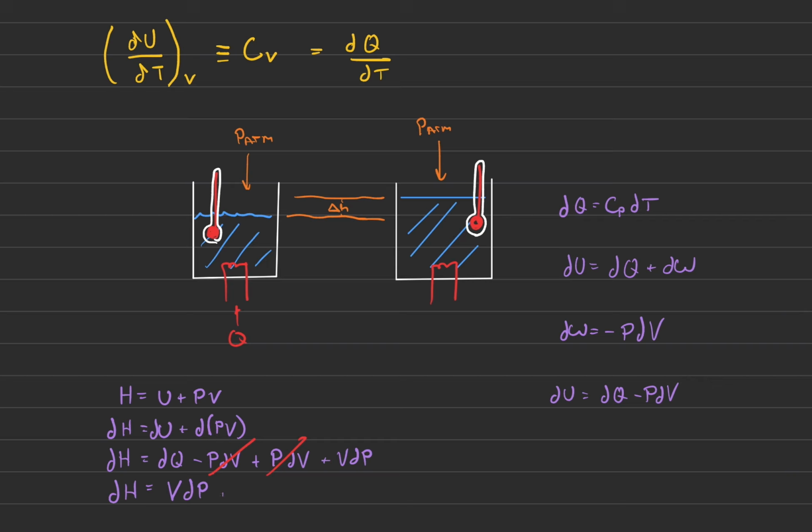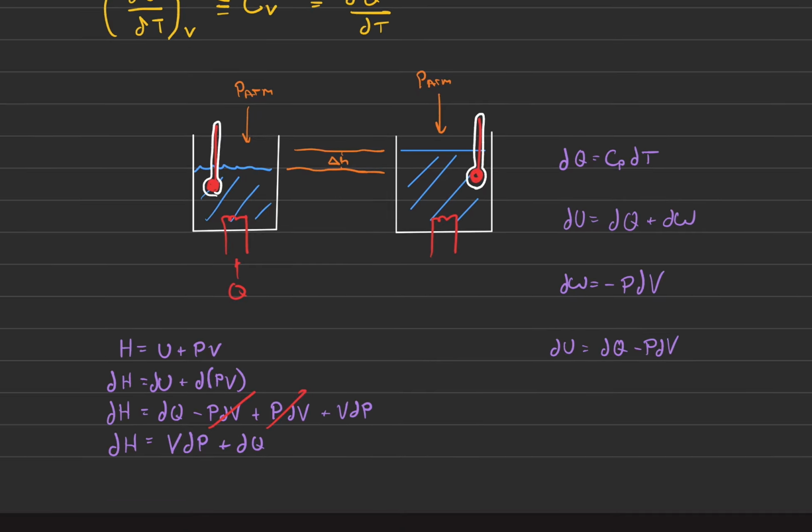Now, sorry, I forgot to add the Q in there. Now, what did we learn? What was our first condition that we said this was at? Well, we said this was at a specific pressure, a constant pressure. So what is the solution to VdP? Well, that's 0. So in the end, you end up with the differential change in enthalpy is going to be equal to the differential amount of heat added, which again is going to be equal to the constant pressure heat capacity times the differential temperature.